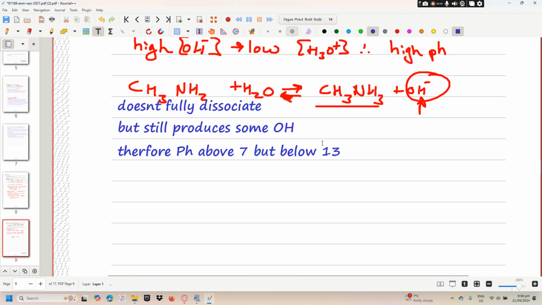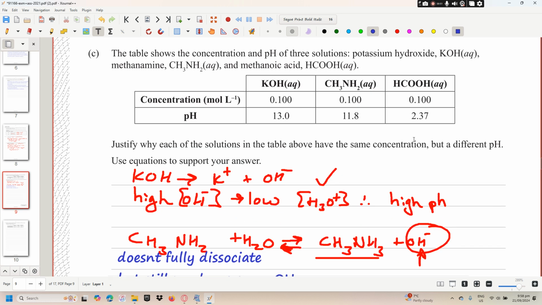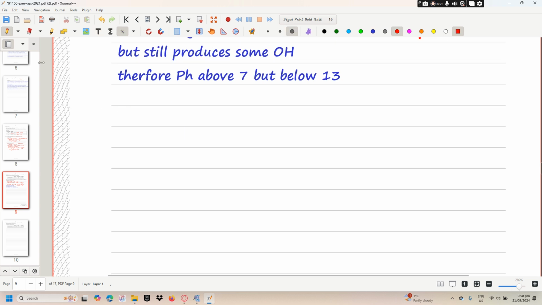And then the last one, is this in the paper? No. The last one is methanoic acid. If you take carbon, so you'll know that. Methanoic acid. This is a weak acid, not a weak base. It's a weak acid, and so it only partially dissociates again.